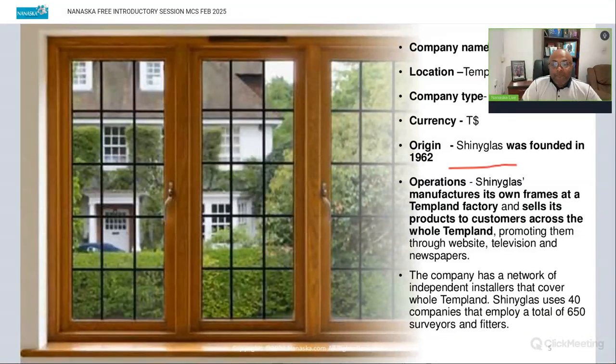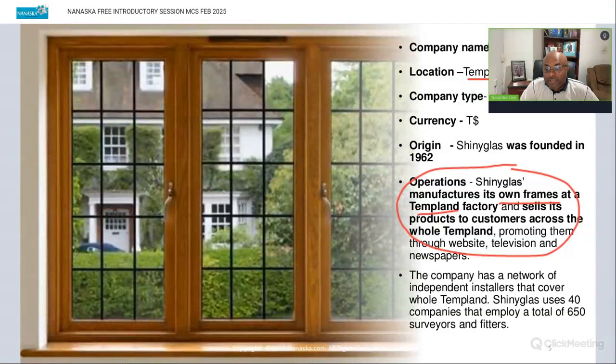We manufacture our own frames at the Templeton factory. Templeton is the country where we are based. And we are manufacturing and selling doors. We manufacture our own frames and sell products to customers across the country.